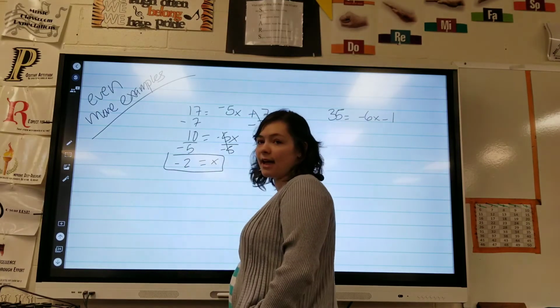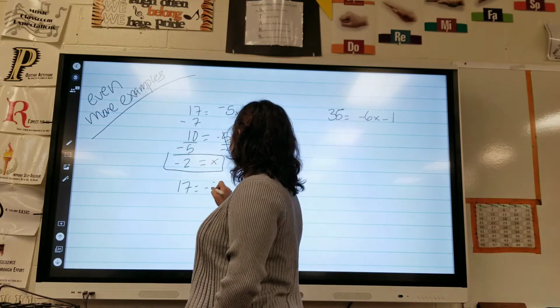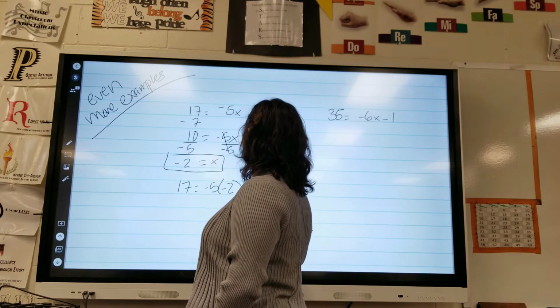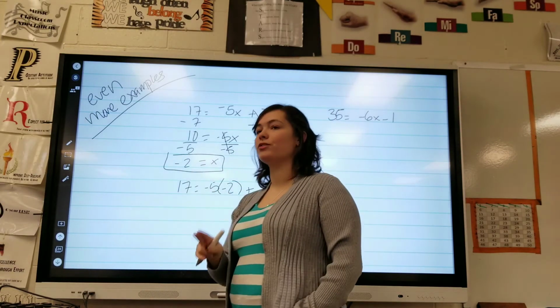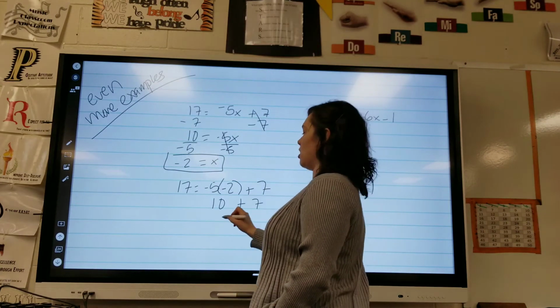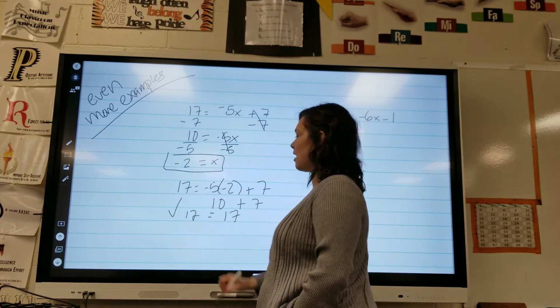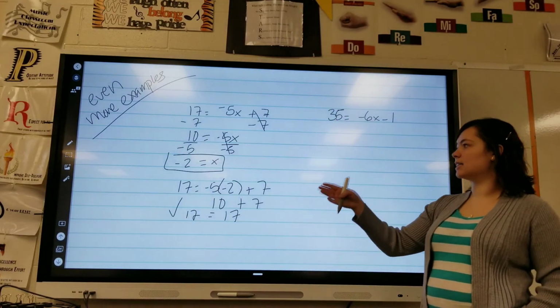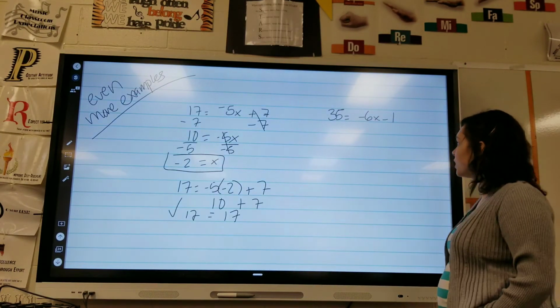Well, let's check that out. Plugging it in. 17 equals negative 5 times negative 2 plus 7. Negative 5 times negative 2, since they're both negatives, equals a positive 10. And I'm adding 7. Oh, and sure enough, 17 is equal to 17. Checks out. All right, so just because this is backwards or written differently, it still works the same way.